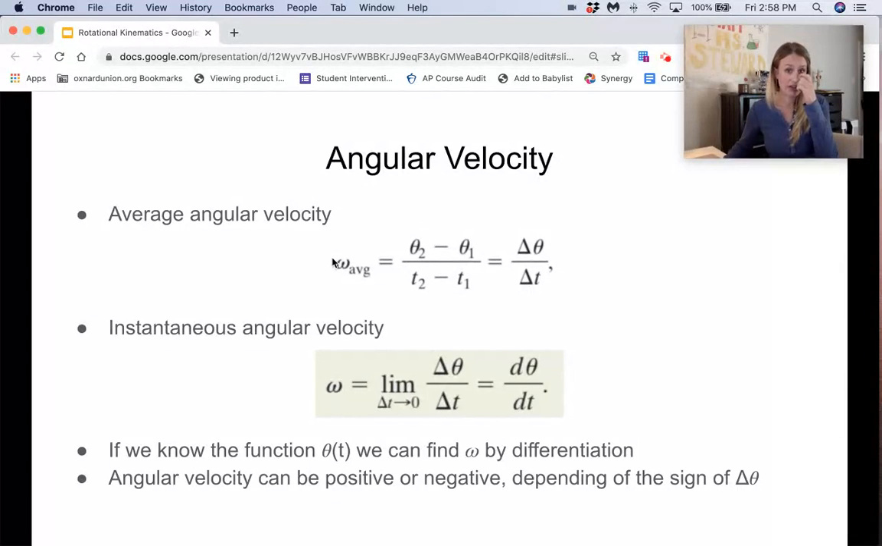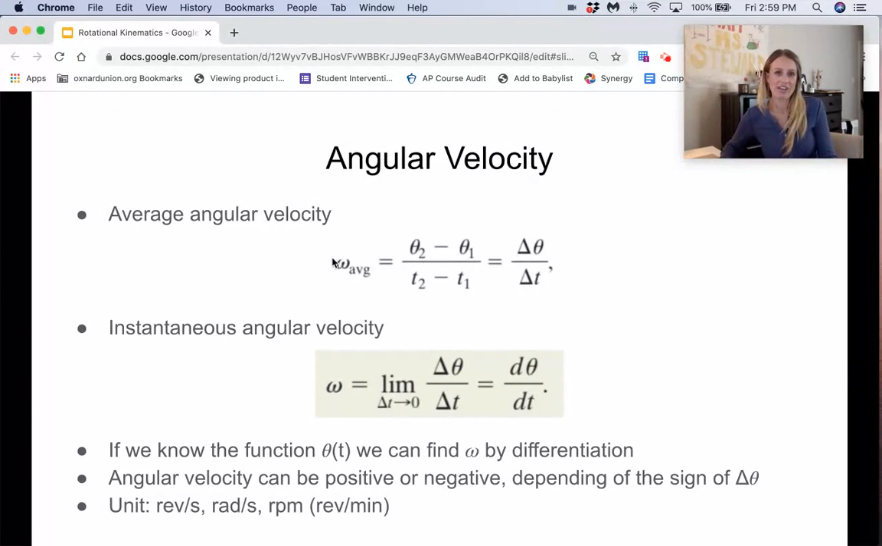Here, angular velocity can be positive or negative, and that's dependent on the sign of our change in angular position, or angular displacement. Of course, if angular displacement is positive, then our omega, our angular velocity, will be positive, and if angular displacement is negative, our angular velocity will be negative. Now, the actual direction of positive and negative is found by something called the right-hand rule, which we will talk about in a second.